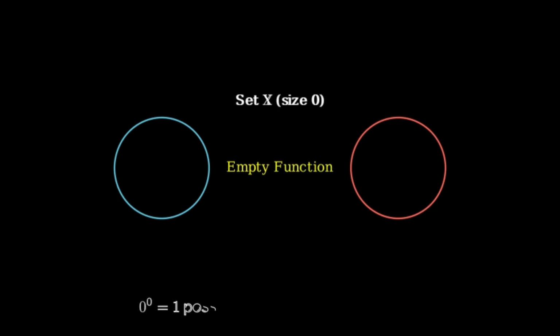Following our pattern, this gives us 0 to the power of 0, which equals 1. Even though this expression seems undefined when approaching it from other perspectives, the combinatorial interpretation gives us a clear reason why 0 to the power of 0 should equal 1. This combinatorial perspective gives us a natural way to understand why 0 to the power of 0 equals 1. It's not just an arbitrary convention, it's the number of functions from an empty set to an empty set.